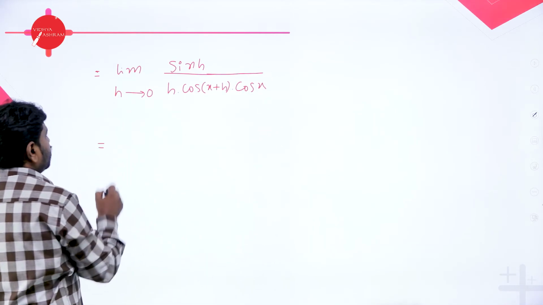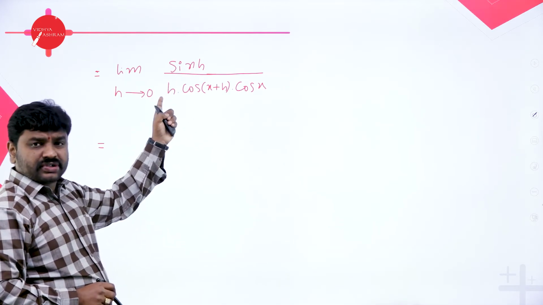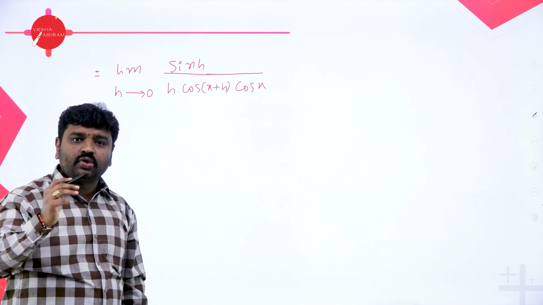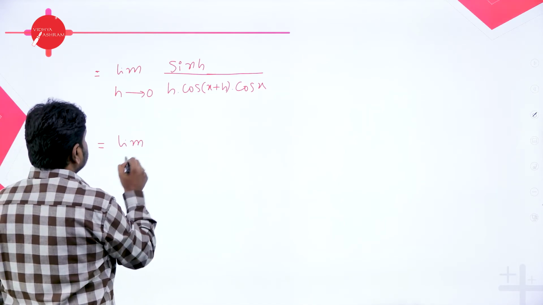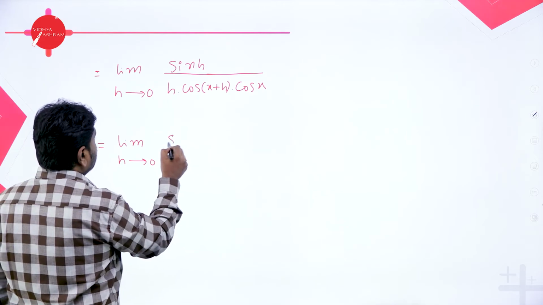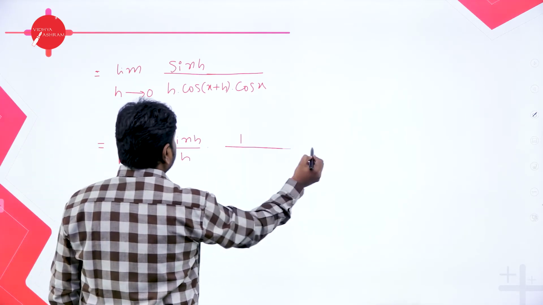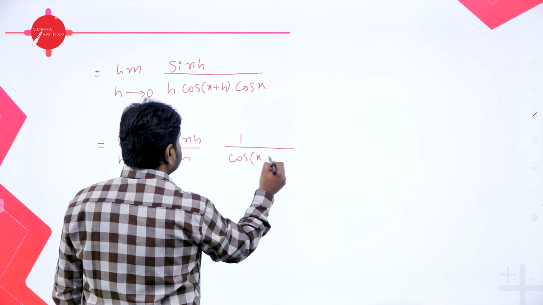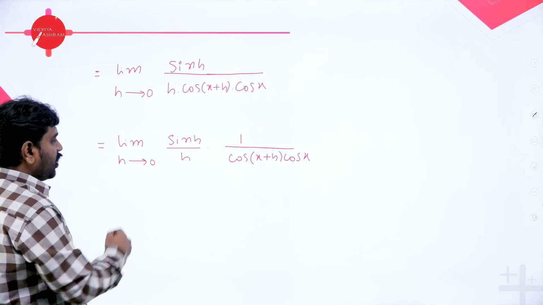See here again, in the place of h if you put 0, sin 0 is 0, h is 0, 0 into anything becomes 0, it will become 0 by 0. So what should we do? We'll simplify this. We'll write it as limit h tends to 0, sin h by h separately and the remaining part separately, 1 by cos of x plus h into cos x. So now we have a product of two functions.